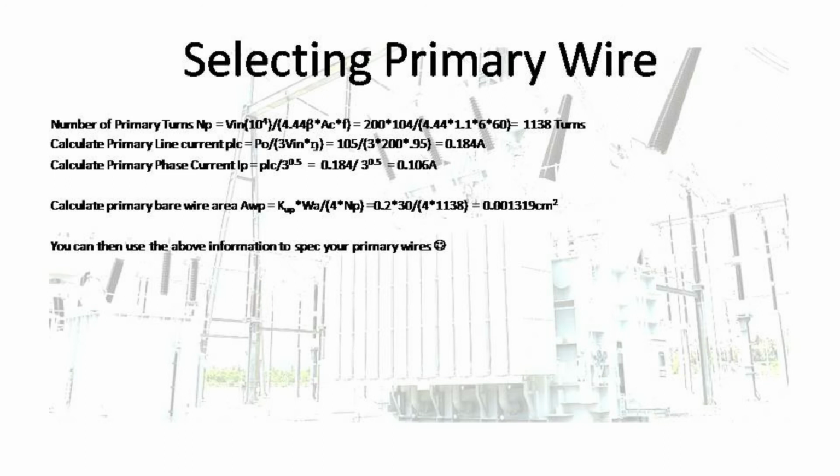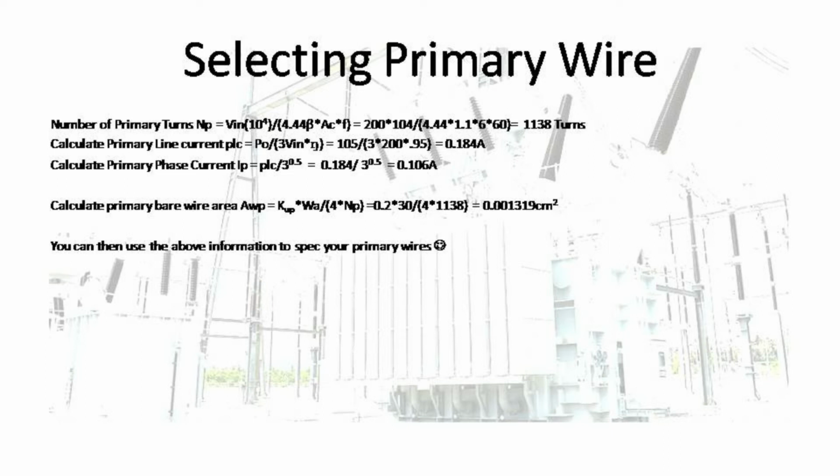So the next section that we're going to calculate is how we are going to select the primary wires. Now, before that, we need to know the number of primary turns that we need, which we can get using the formula NP equals input voltage times 10 to the power 4 over 4.44 times flux density times AC, which is the core iron area, which I already gave you, and times the frequency. So now you plug all of those numbers back in. You should have something equal to 1138 turns.